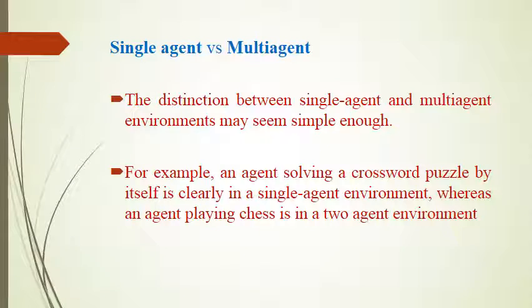The second one is single agent versus multi-agent. The distinction between single agent and multi-agent environments may seem simple enough. The agent solving a crossword puzzle by itself is clearly in a single agent environment, whereas an agent playing chess is in a two-agent environment. So a task performed by a single agent individually in a given environment is single agent, and tasks performed by more than one agent are categorized as multi-agent types.